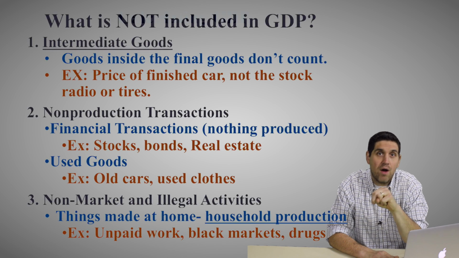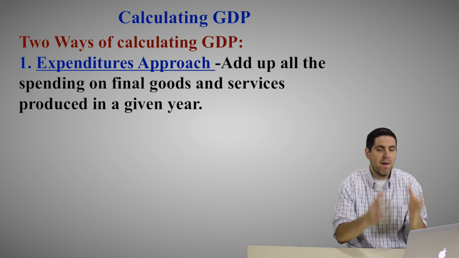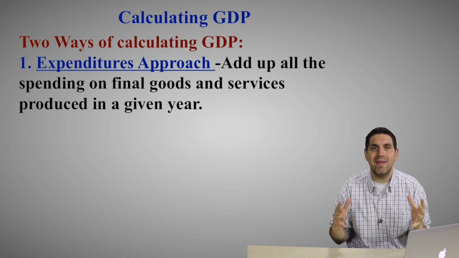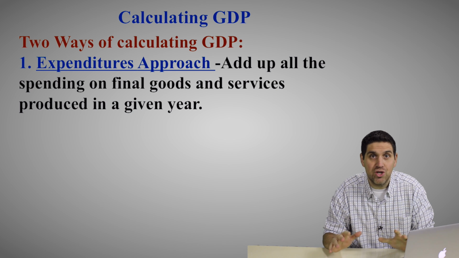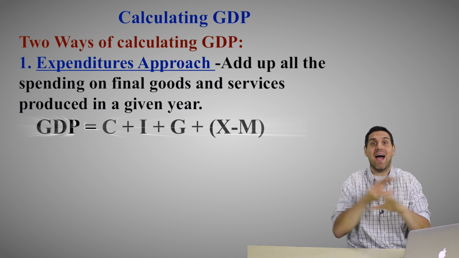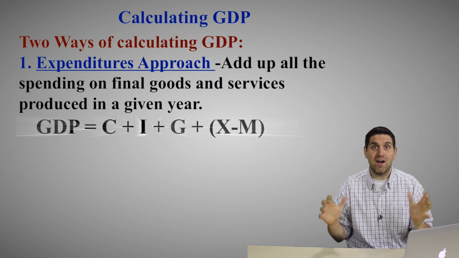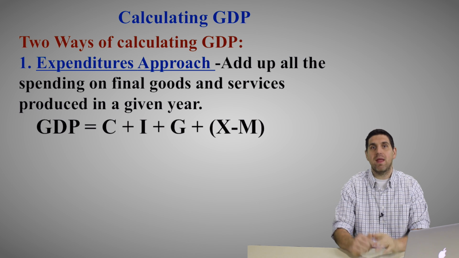Now, there's 2 ways to calculate GDP. There's the expenditures approach and the income approach. The expenditures approach is adding up all the spending on final goods inside the country. Now, it gives you the most important equation in this course. Pay attention. The most important equation in the entire course, not just the unit, the entire course. GDP equals C plus I plus G plus X minus M. Now, what does that mean?